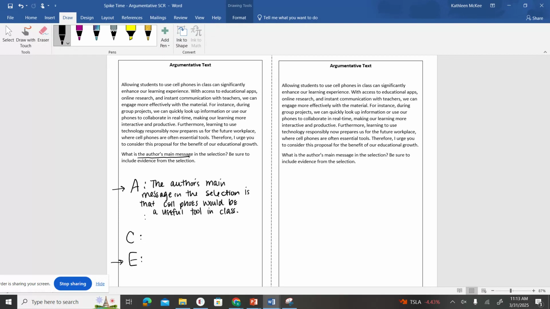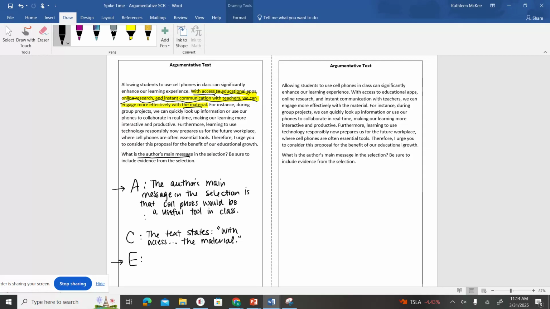All right, for the cite, I'm going to say the text states, and then, with access to educational apps, online research, and instant communication with teachers, we can engage more effectively with the material. I'm not going to write all of that out on my planning page. I'm just going to do an ellipsis, and end with the material, which is the last of that sentence. But I know that when I type it on the STAR test, I'm going to type the entire thing. You can't do the ellipsis on the STAR, but you can when you're planning.